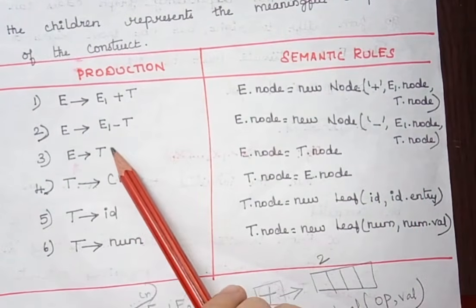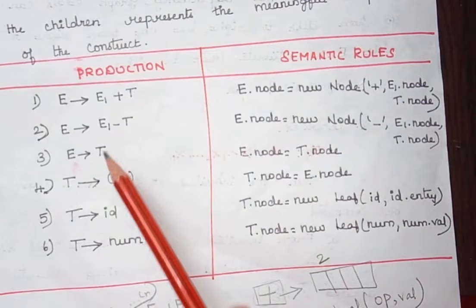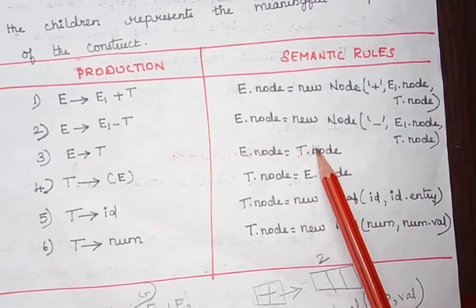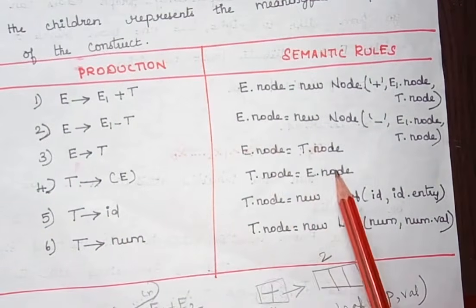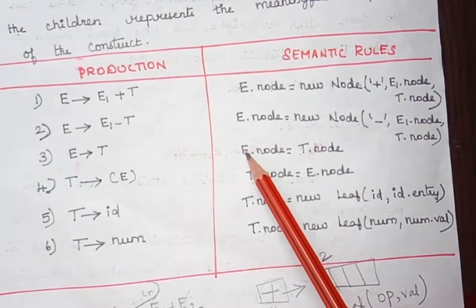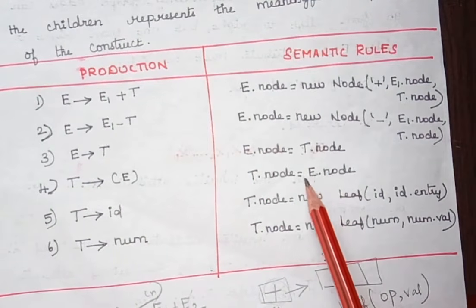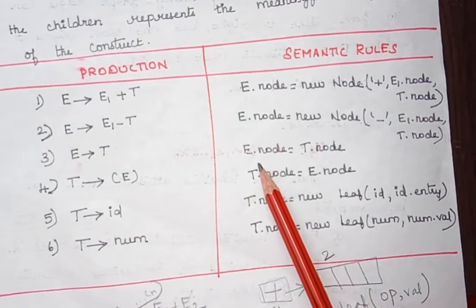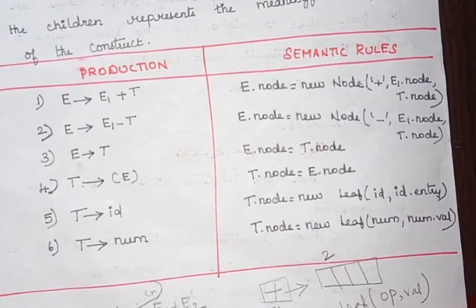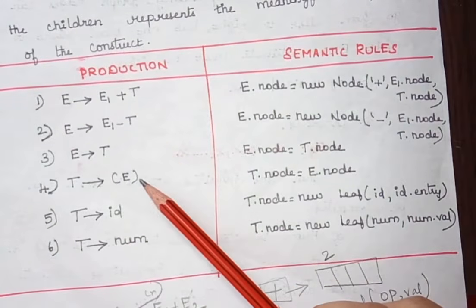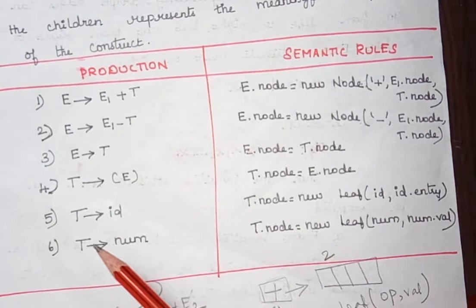And coming to the third production and fourth production, this is just an assignment statement, right? So we are just assigning the value of T to E and E to T here. Since this is assignment, this denotes that both E and T are equal here. So the value of T node is the same as the E node. Since this is the same, no new node is created for production 3 and production 4.